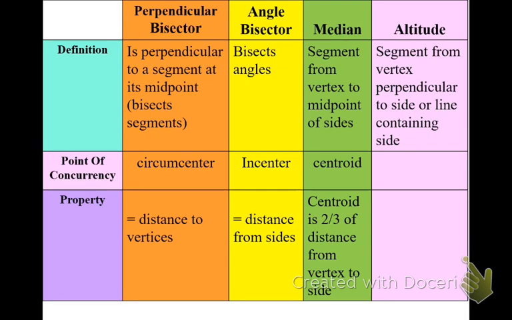Here's an altitude. Its point of concurrency is an orthocenter. And there's no property.